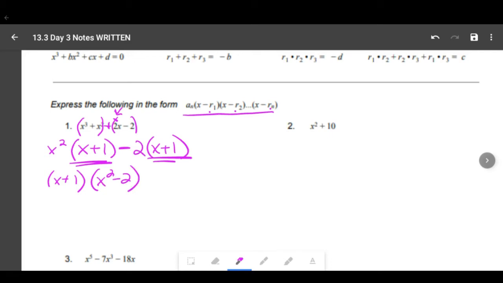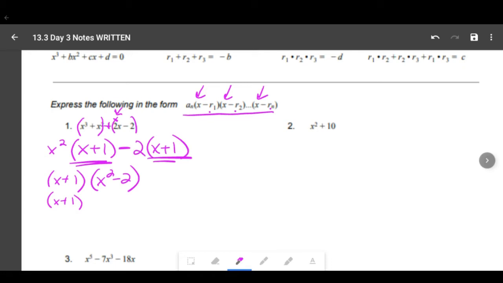Now, typically we would say, okay, we're done. You can't go any further. But if you look at the given up here, all of these are x to the first, which means I need to factor that x squared minus 2 a little bit further. So I'm going to go through and ask, well, how could you factor x squared minus 2? And you might be looking at this saying, well, there is no way to do it. We haven't done that really in algebra class. You're right.